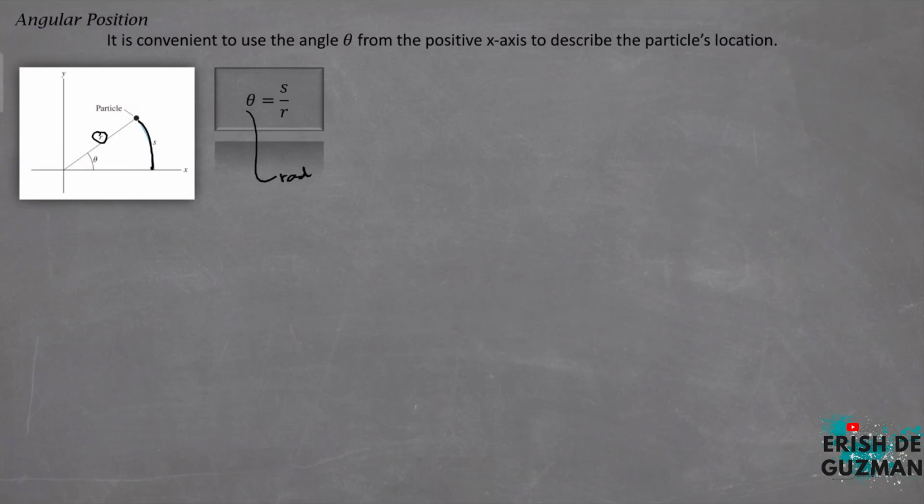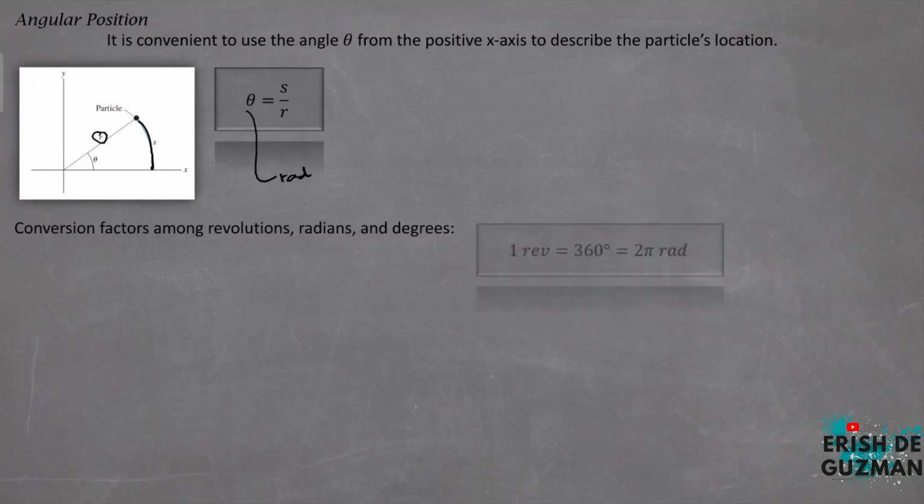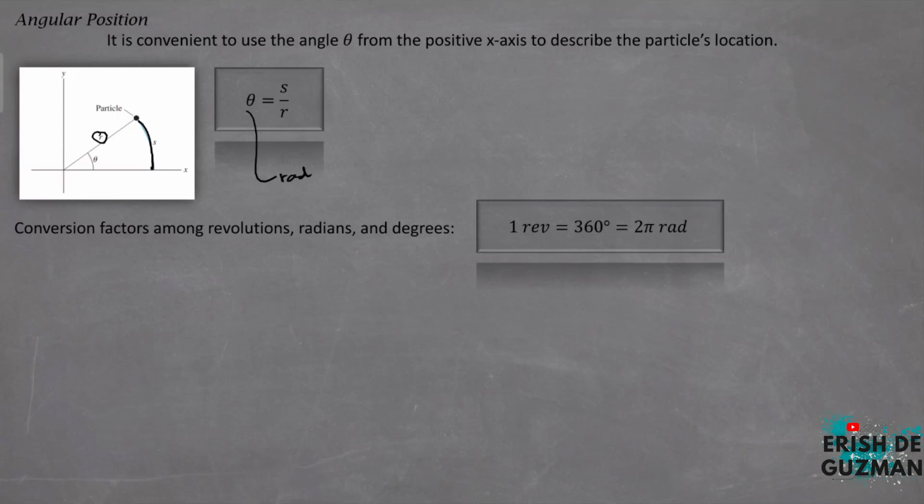The further the particle has traveled around the circle, the larger the angle theta in radians. The radians can be converted into revolutions or into degrees, and we have conversion factors for those units: revolutions, radians, and degrees. One revolution is equal to 360 degrees, and 360 degrees is equal to 2 pi radians. Or simply, directly, 2 pi radians is equal to 1 revolution.